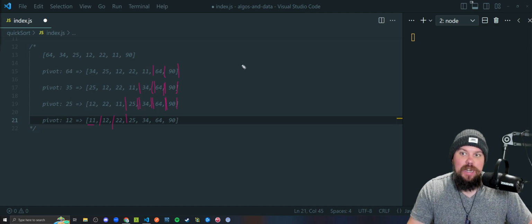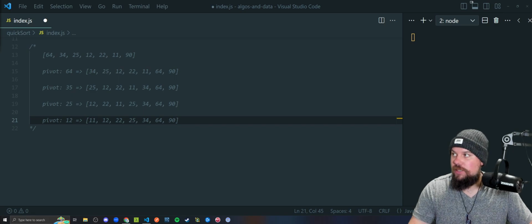So in this example, I didn't have anything on the right-hand side besides the 90, so there was no extra pivoting that we had to do on the right-hand side. But remember, if we did have more numbers that were larger than the original 64, like if we had 100 and 105, we would repeat the process in the same way on the right-hand side. That is the divide and conquer strategy this whole thing takes.